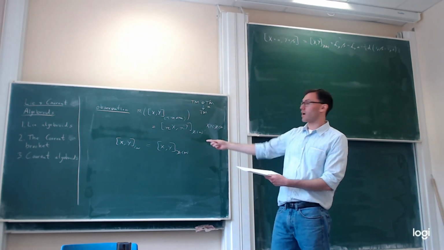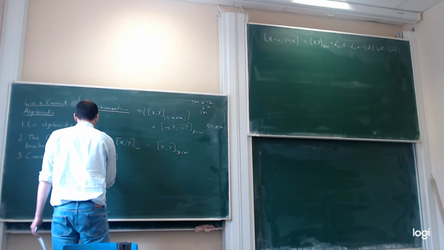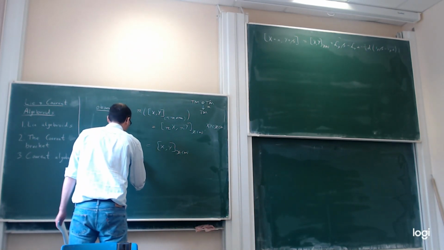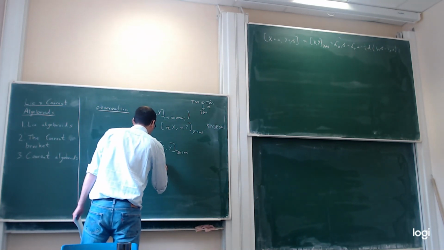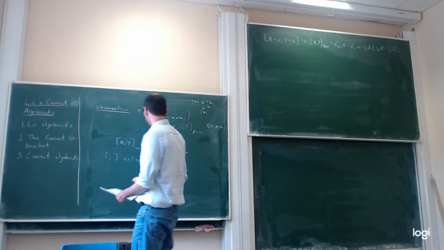So the upshot of this is just that the Courant bracket extends the canonical Lie bracket on the sections, or the canonical Lie bracket on the vector fields on M.